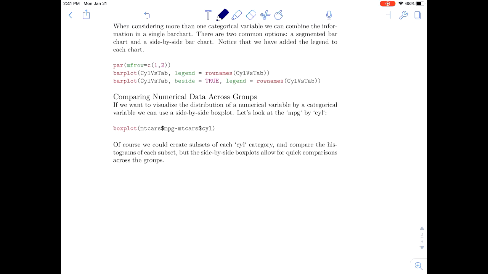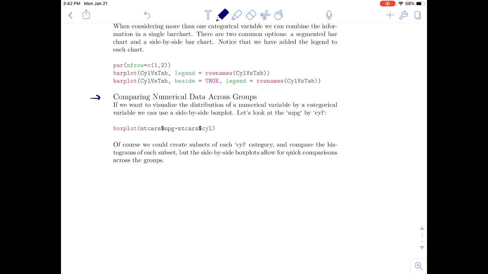So the last thing that we might want to talk about is, I'll just put a little arrow here. If we have to compare numerical data across some groups, this is where they kind of meet. So we've got some numerical data, and we want to look at, okay, what's the fuel economy, the miles per gallon for each of these cylinders. One way that we could do it, a little bit tedious, is to pull out a subset of the four-cylinder engines, make a histogram of the miles per gallon, pull out the six-cylinder engines, make a histogram of those miles per gallon, same thing for the eights.